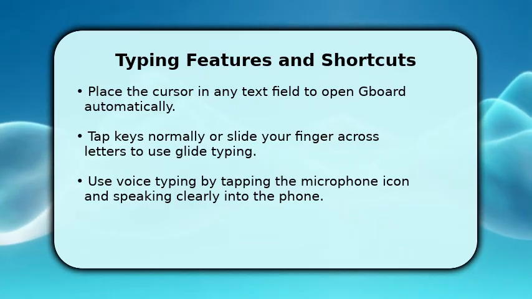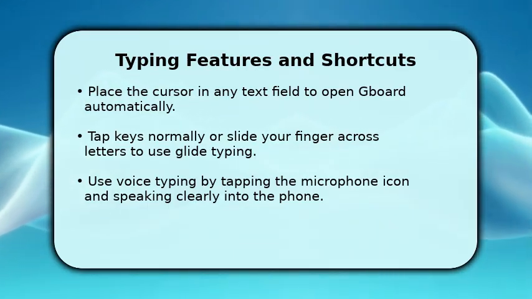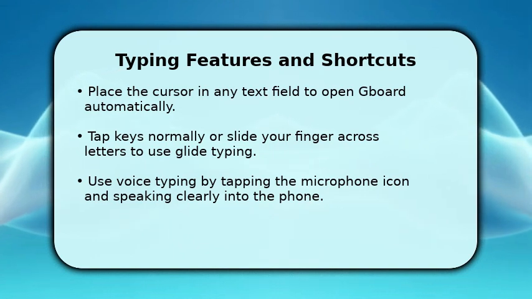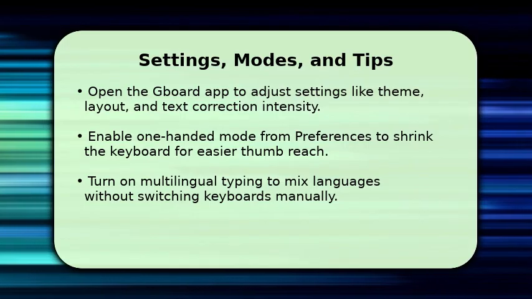Accept or reject suggestions from the suggestion bar above the keyboard while typing. Open the Gboard app to adjust settings like theme, layout, and text correction intensity. Enable one-handed mode from preferences to shrink the keyboard for easier thumb reach. Turn on multilingual typing to mix languages without switching keyboards manually.